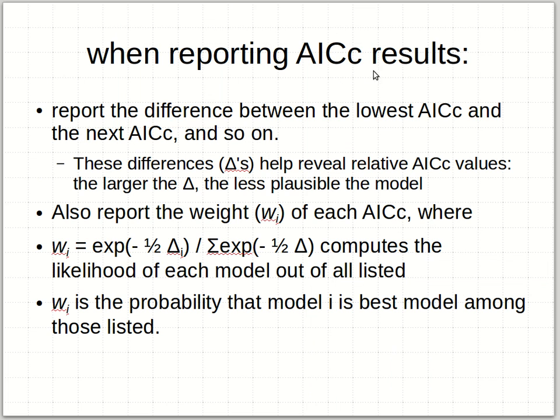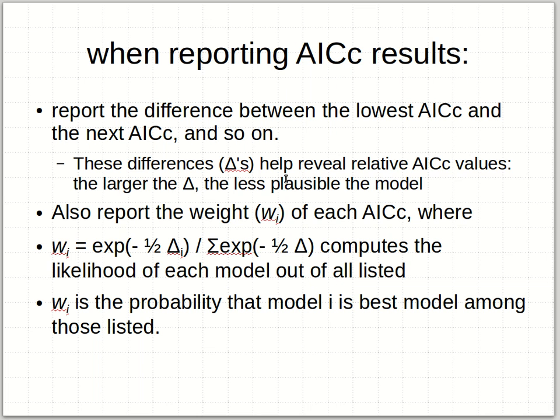So when you're reporting these AICC results, you report the difference between the lowest AICC and the next one. Now, the reason it's the lowest is because remember, this is a measure of entropy, and the lower model will be the best, where you want to have the least entropy essentially. So we're looking for the lowest AICC to be our best model. So the difference between your quote best model and the next one is the difference, or delta. Delta is common for the difference or change in something in a lot of symbols. So these differences help tell us the relative values that we have in the AICC.